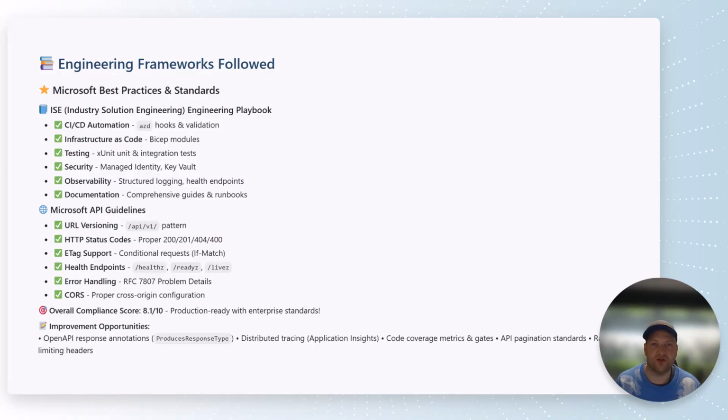The other thing that I followed was Microsoft's API guidelines for Azure and REST API design. I used that when looking at how to architect the endpoints that these are connecting to. So we have our front end, but we need our API endpoints as well. I followed some of the best practices from the API guidelines for this. As you can see here: URL versioning, status codes, ETags support to know when things have changed, error handling, CORS, and health endpoints as well.